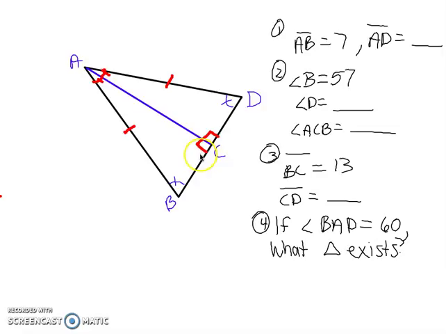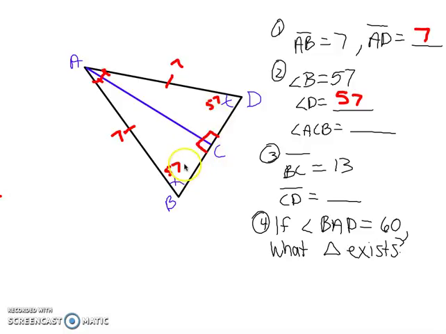So from these marks here, we can try to answer these questions over here. AD has to equal 7 because legs are congruent in an isosceles triangle. So we have that marked for each of these legs, and I wrote 7 over here. If angle B equals 57, then angle D has to also equal 57. So we can write that on here, 57 and 57, because base angles are congruent in an isosceles triangle.